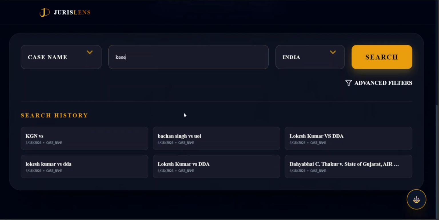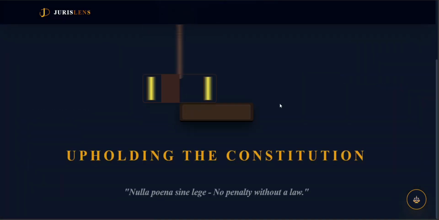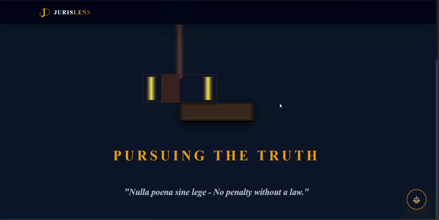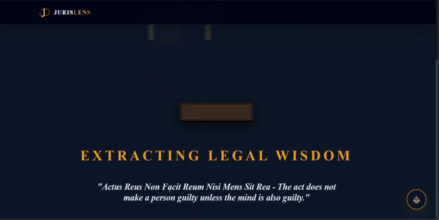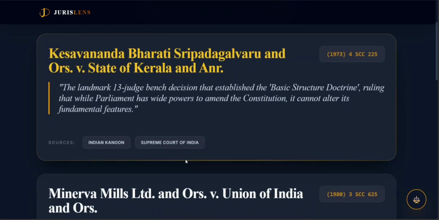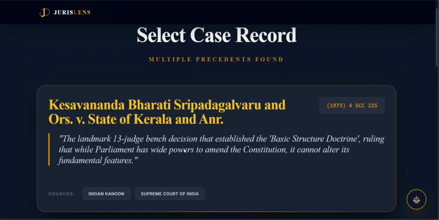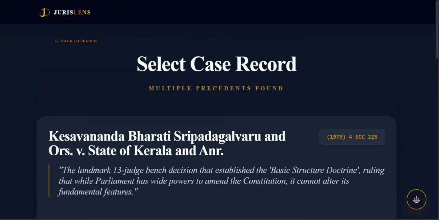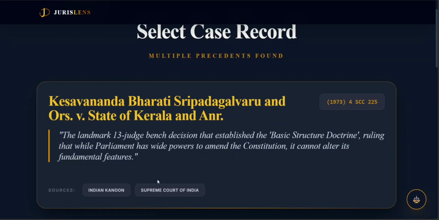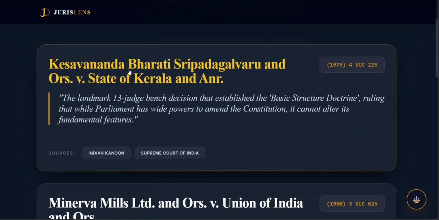So let's say we search for a very famous legal saga, Kesavananda Bharati. No need to search the full case for citation. Just a single name is enough sometimes. And yes, you will be treated with lots of legal maxims and everything. And this is the case record. So it will show you many more related cases and a one-sentence summary of the case.